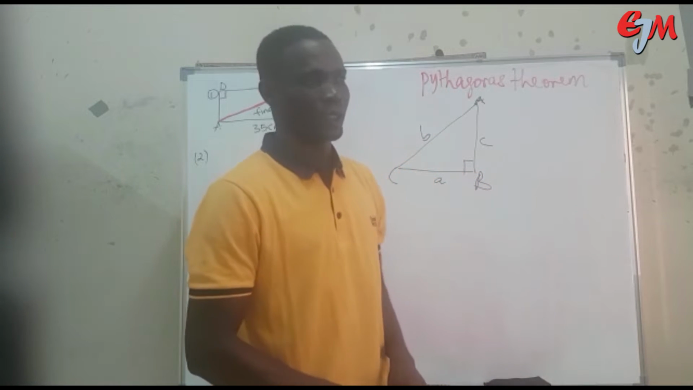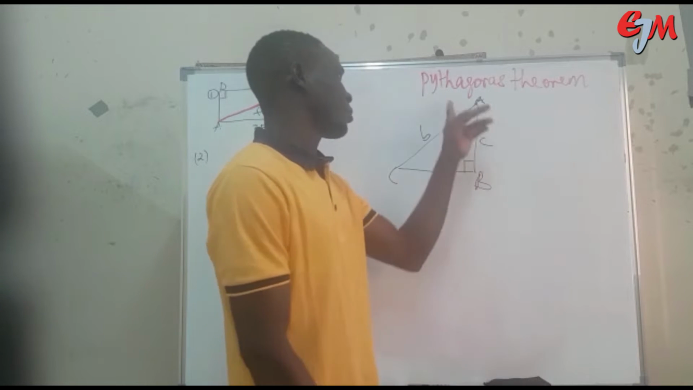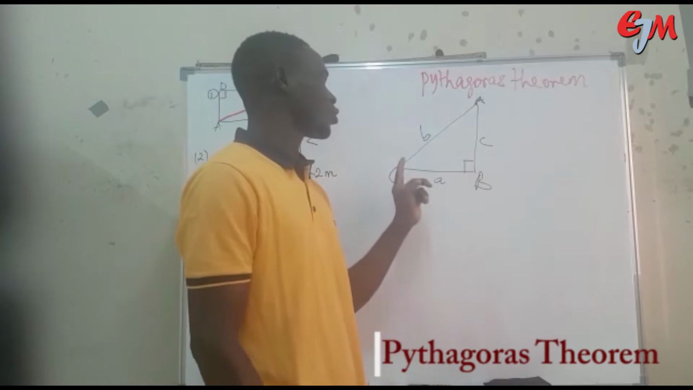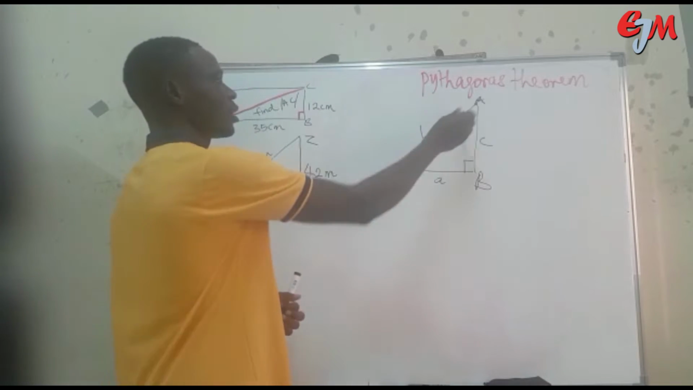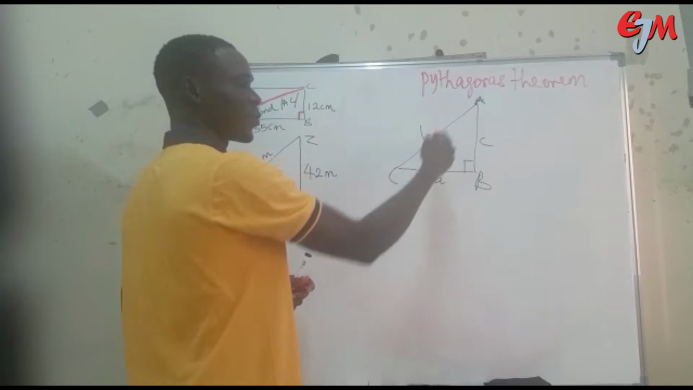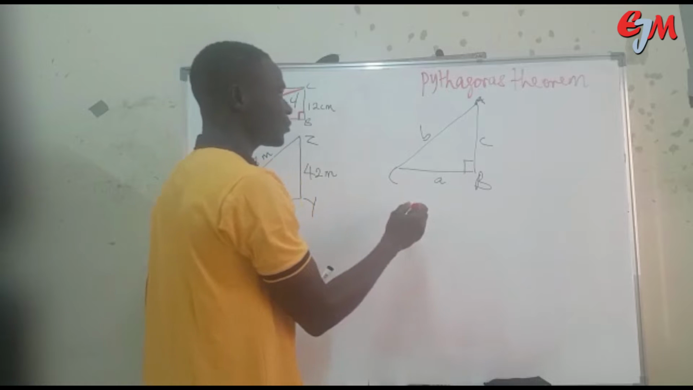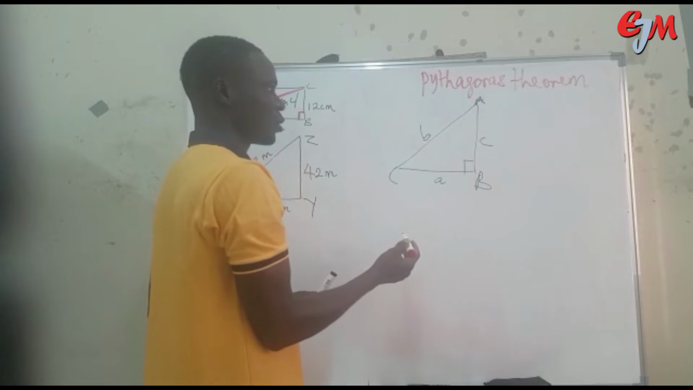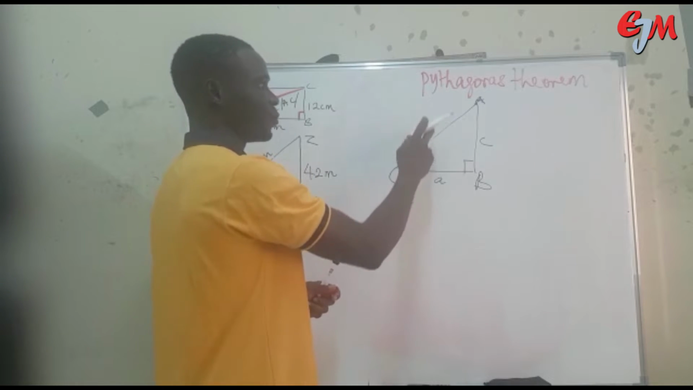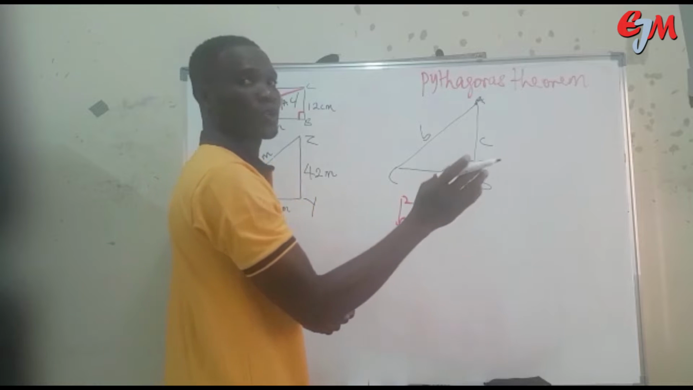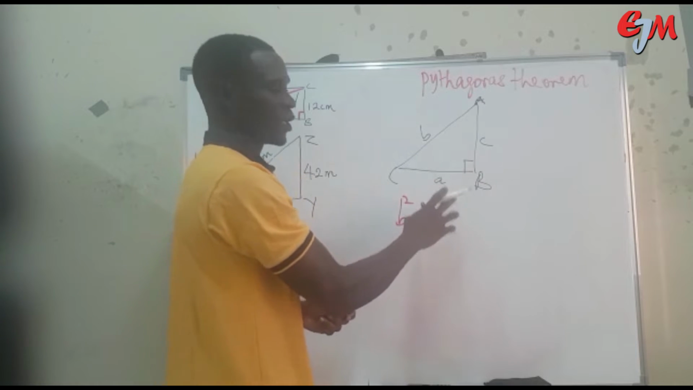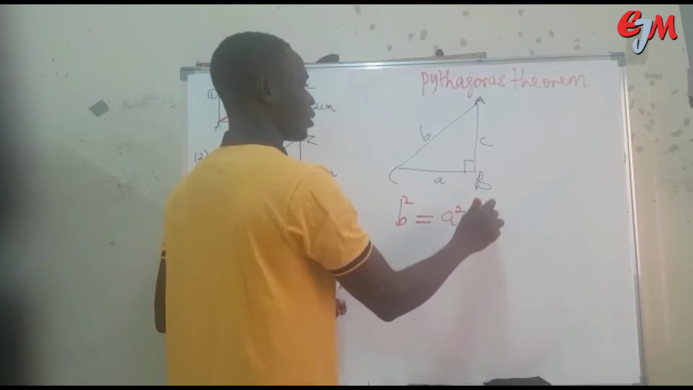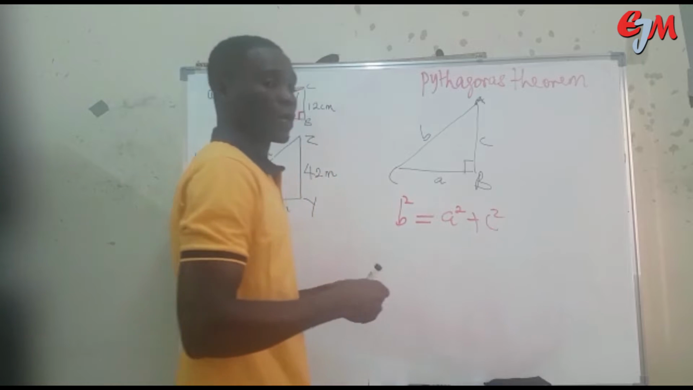In our last class, we were able to prove the Pythagoras theorem, where we established that in a right-angled triangle, taking the longest side as the hypotenuse, from the proof we're able to establish that the square of b, being the longest side, is going to give us the sum of the squares of these two sides. That is what the law is all about. That's what the law entails.